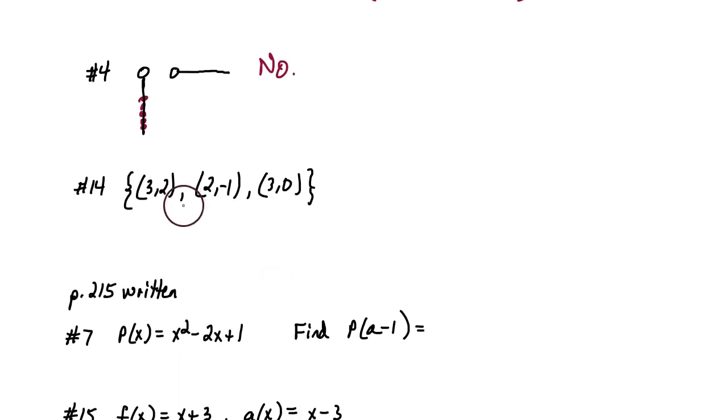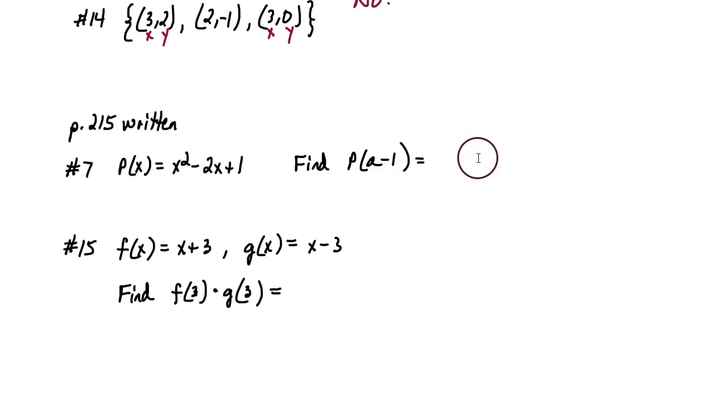Number 4, we have a list of ordered pairs. Is it a function? Well, let's see. When x is 3, y is 2. But I notice later on I have x is 3 again, and I have a different value of y. So there's not only one y value assigned to the x coordinate of 3. This is not a function.